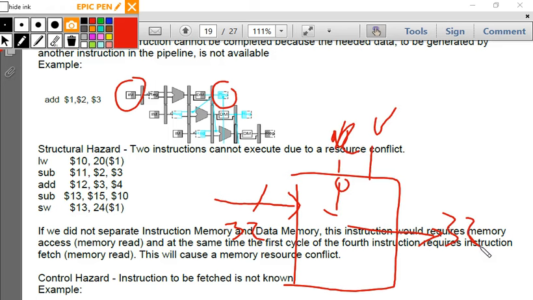If both instruction memory and data memory were combined and you're trying to do it simultaneously, what that would mean is if you're trying to do a data memory access, meaning you're loading or storing information, while simultaneously trying to figure out what instruction you need, you have this resource conflict, and it's called a structural hazard. The designers of MIPS got rid of structural hazards by making instruction memory and data memory separate.